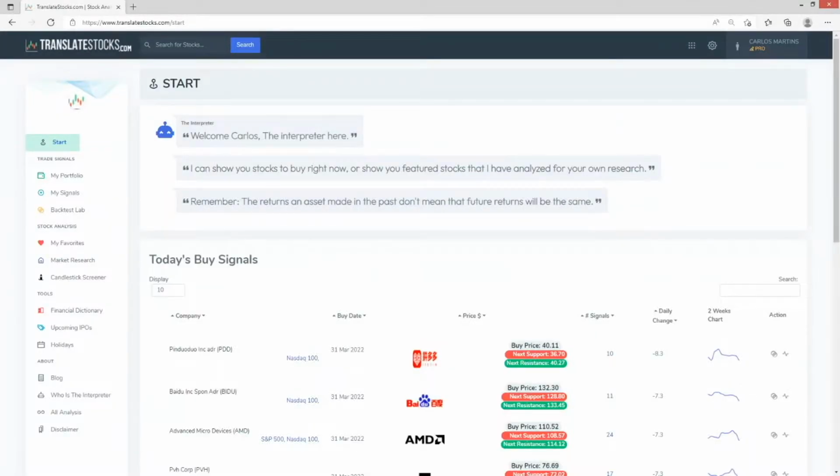Hello traders. Today we want to formally introduce you to the interpreter. We're going to show you how much time and stress you can save by leveraging the power of artificial intelligence in the stock market. So who is the interpreter?